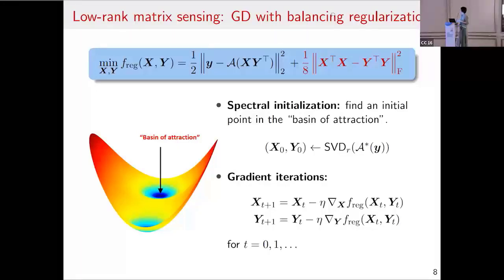But the initialization by itself is not a sufficiently good estimate. Once you have this initialization, it lands in the so-called basin of attraction, so that from there you can just run simple vanilla gradient descent, and that will hopefully give you good performance. In this talk, I will not be focusing on the initialization part, but we'll just have to ask you to trust me that you can come up with a good initialization for this problem.